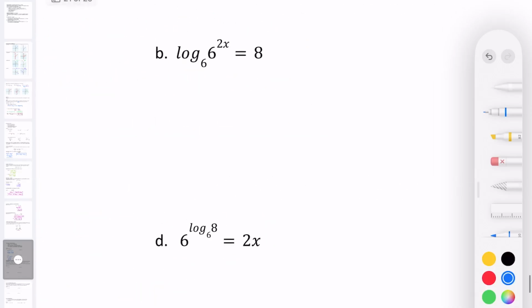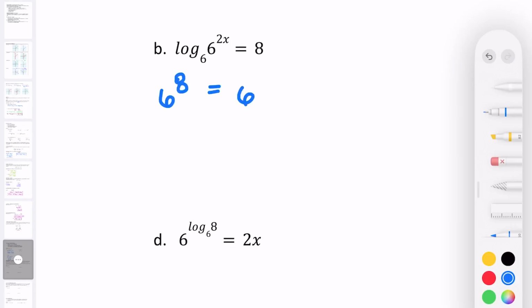On the next one, I have a logarithm. So let's take a look at what we've got here. So we have 6 to the 8th equals 6 to the 2x. So that's when I converted it to exponential form. My bases are the same, so I'm going to go ahead and get rid of them, and I get an answer that is x equal to 4.